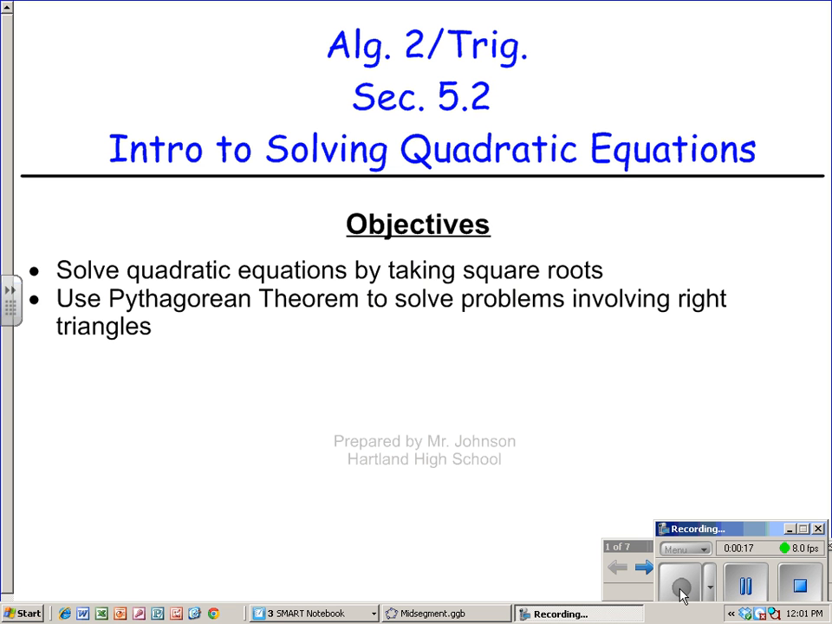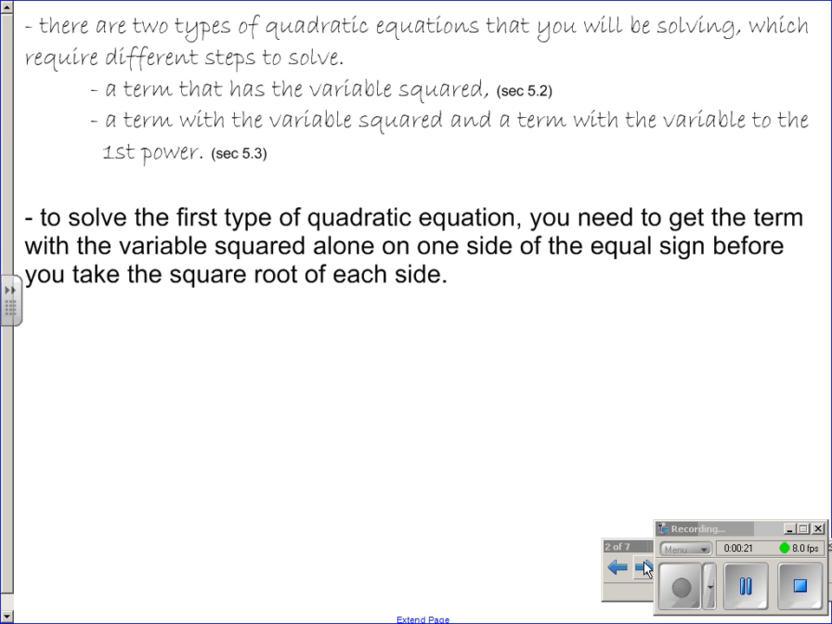We're going to use the Pythagorean Theorem a little bit also, because it's got x squareds in it, just like all quadratics do. But as it says up there, there are two types of equations to solve quadratics. One is a little bit easier than the other, but the biggest difference is that one of them has just a single term with the variable squared, and that's what we're really going to talk about in this section. Something like x squared plus 7 equals 50. There's that one x squared term.